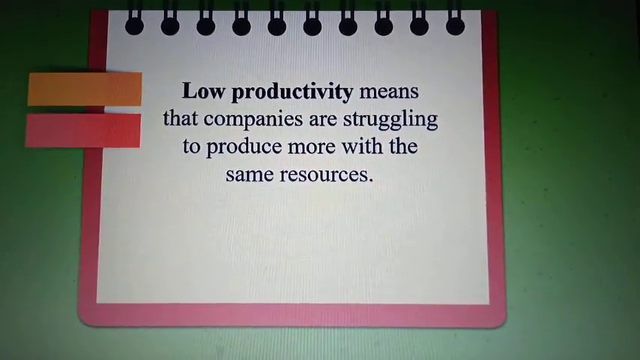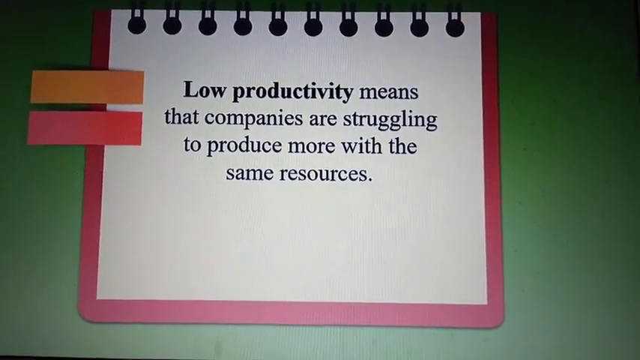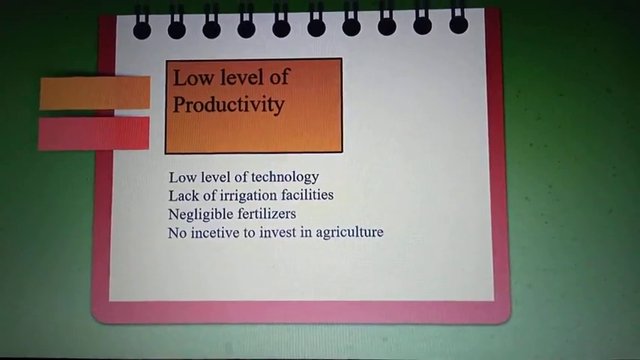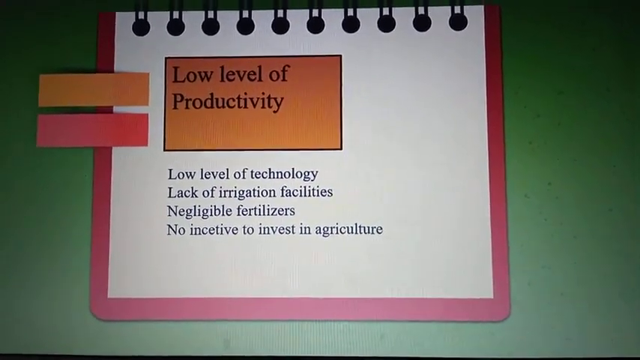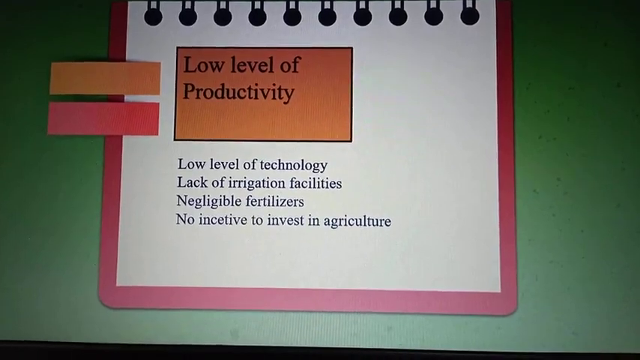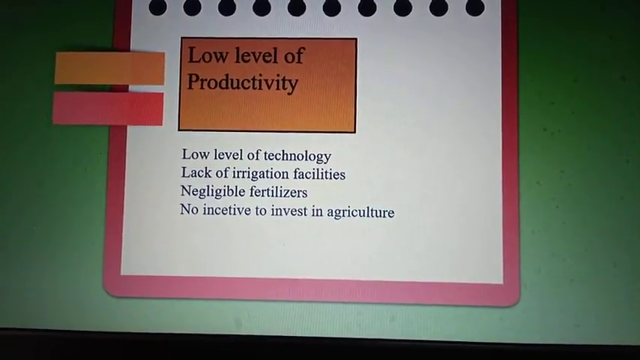Low productivity means that companies are struggling to produce more with the same resources. Causes include a low level of productivity in agriculture, low level of technology, lack of irrigation facilities, negligible fertilizer, and no incentive to invest in agriculture.